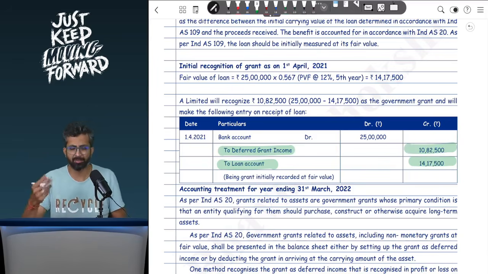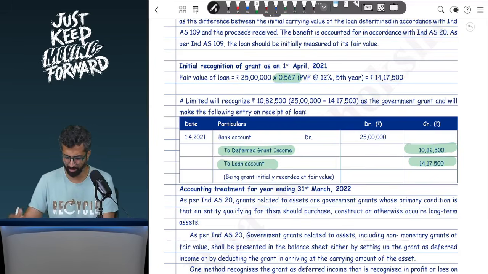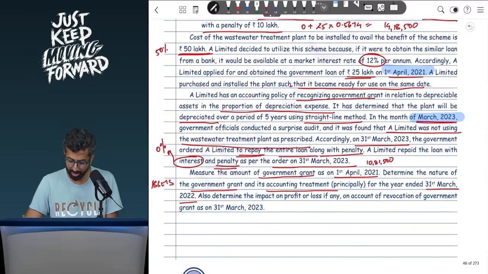I think they have taken slightly different decimals, and hence the answers are slightly different, so they have taken 0.567. I think we took a decimal more, but nevertheless rounding off differences. So over here, this is for the year ended 31st March 22. Now for the year ended 31st March 22, the PP will be depreciated and the deferred grant will be amortized.